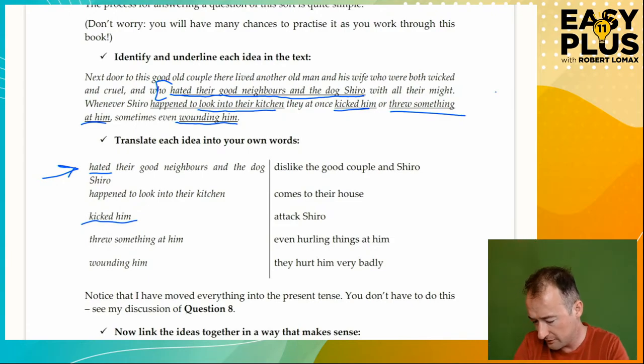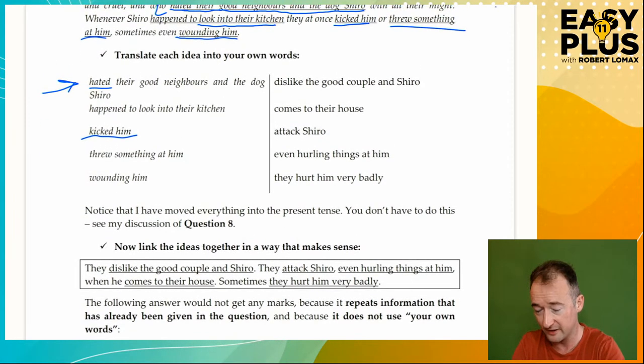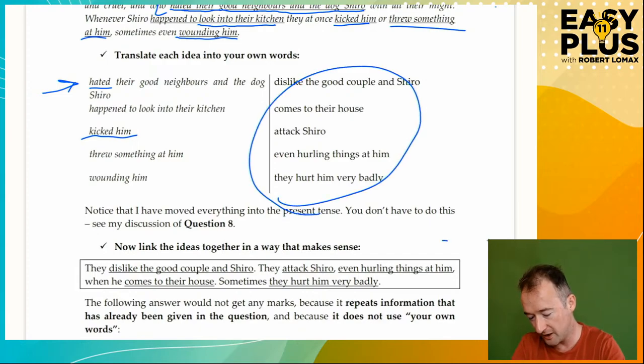So now we've got all the main ideas here translated into our own words. Some words from the text are still there, like "good," but the key thing is that I show clear understanding of all the ideas. And then the last stage is I need to stick these things together, link them in a way that's logical. So you see all these phrases on the right, see how they turn up in my answer here, underlined.